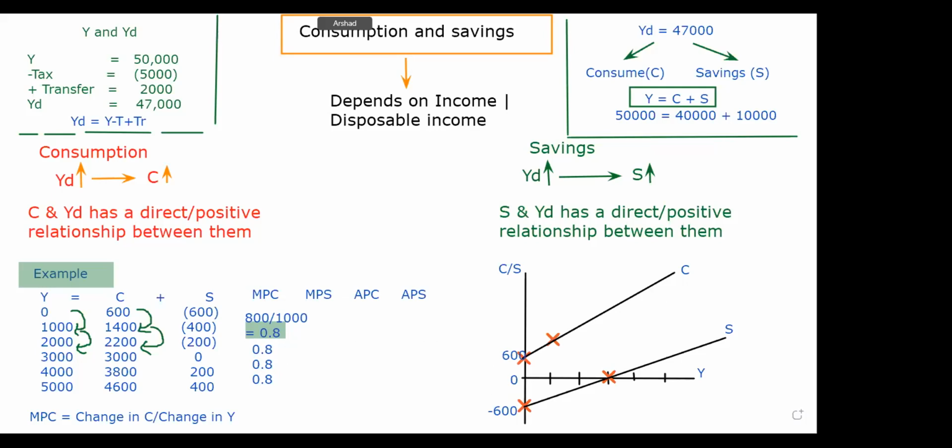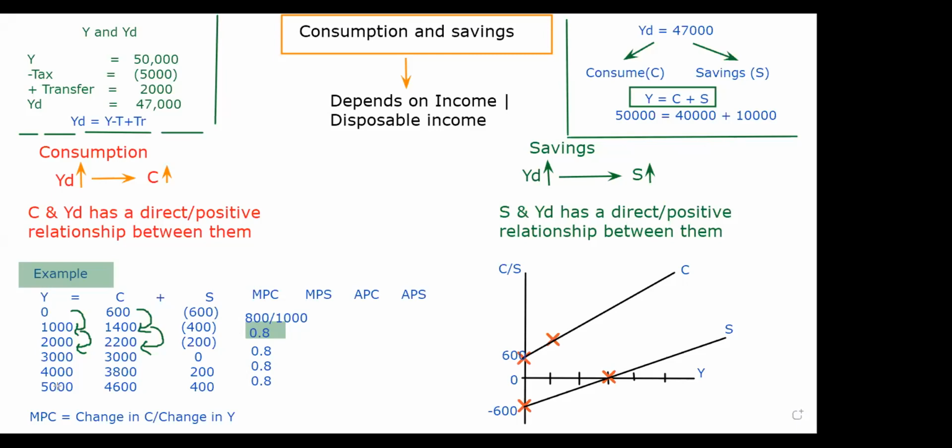What does this mean? This means, guys, even when income is increasing, 1000, 2000, 3000, 4000, 5000, your marginal propensity to consume is not changing. MPC will not change. Remember that highly tested area. They will ask you, when income is increasing, what will happen to MPC? Is it also increasing? Is it also decreasing? Or is it remaining constant? Remember, it is not changing. MPC does not change.